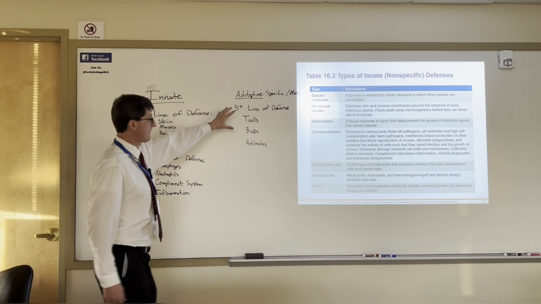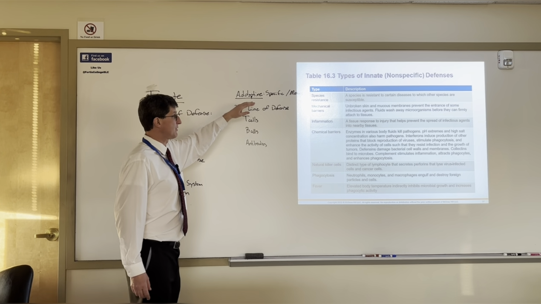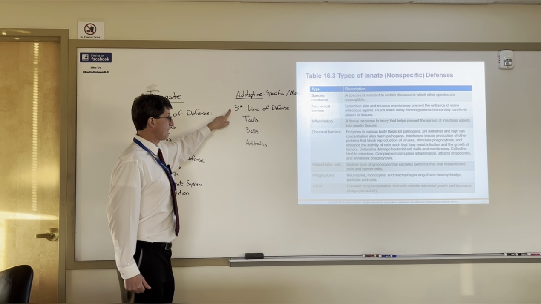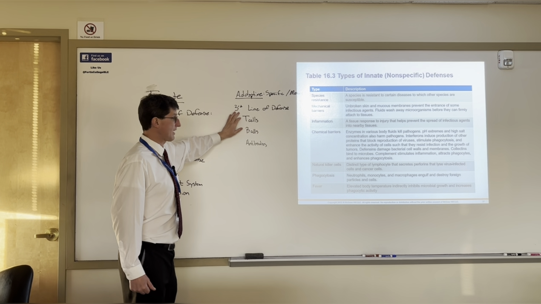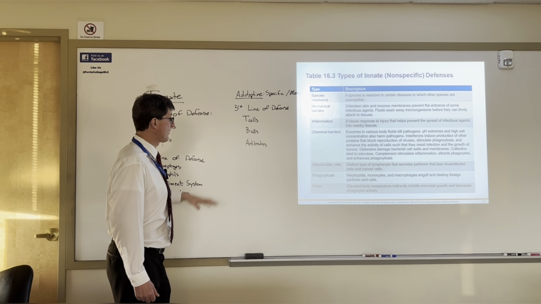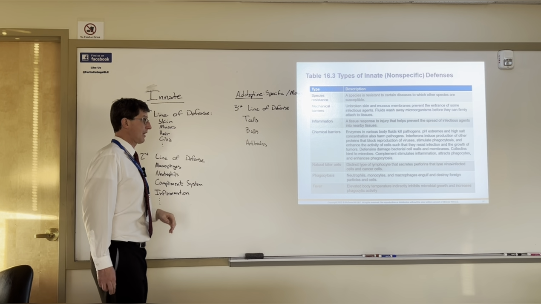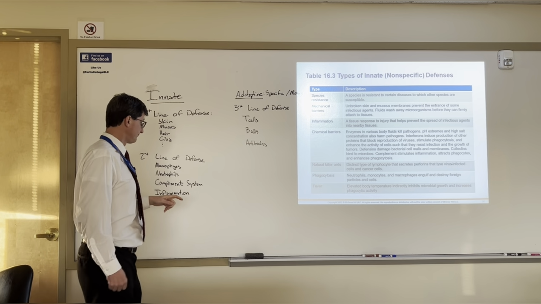And then the third line of defense is our adaptive or specific memory. And the third line of defense is made up of T cells, B cells, and antibodies. Now there's different types of T cells, different types of B cells. We'll talk about those. And there's different kinds of antibodies, but this is going to be what's going to make up the third line of defense.